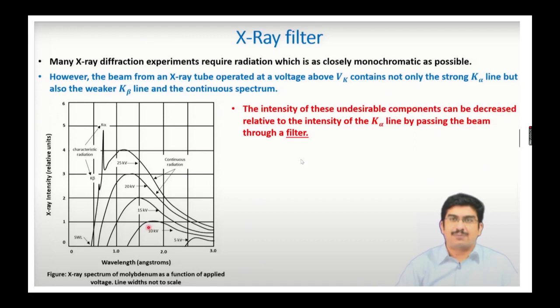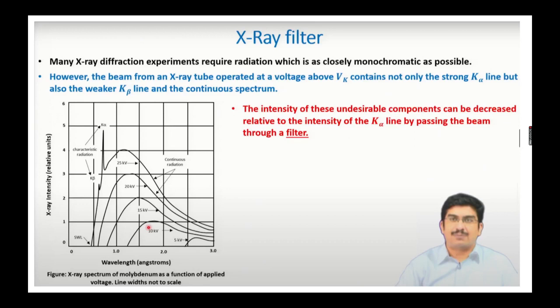So when you do an X-ray diffraction experiment, you require a radiation which is as close to monochromatic as possible. However, the beam from an X-ray tube operated at a voltage above VK contains not only strong K alpha lines, but also weaker K beta lines in the continuous spectrum. As you can see here, at 25 kilovolts there is a K alpha line and also a very weak intensity K beta. So the main reason for using this X-ray filter is to remove this K beta. We only want the K alpha.